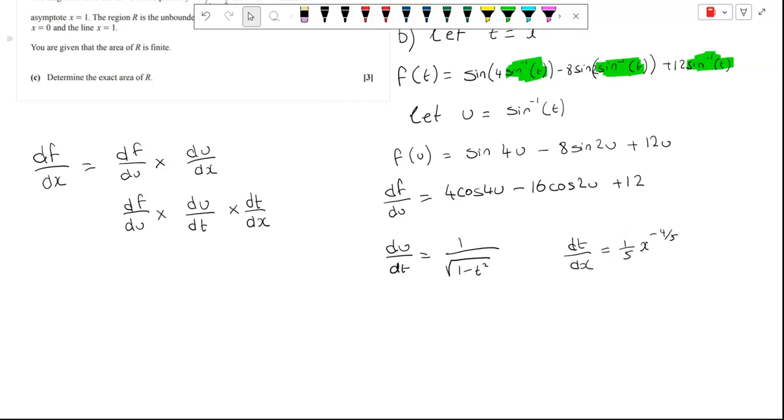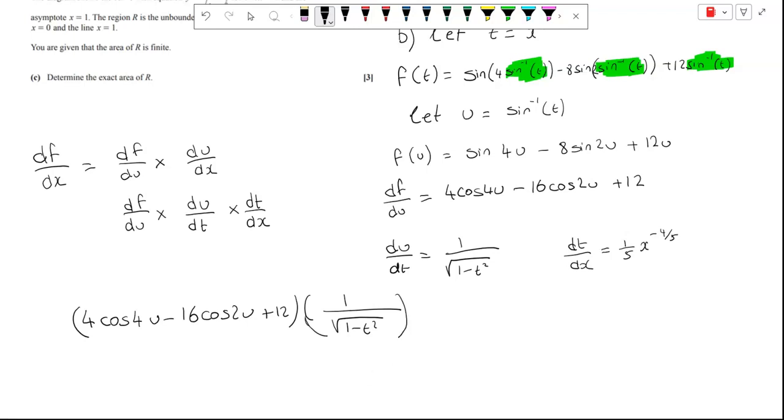So when I do that, I'm going to get 4 cos 4u minus 16 cos 2u plus 12. That's my df/du, times by 1 over the square root of 1 minus t squared. That's my du/dt, times by 1/5 x to the minus 4/5. And that's my dt/dx. And now I've got to clean this up.